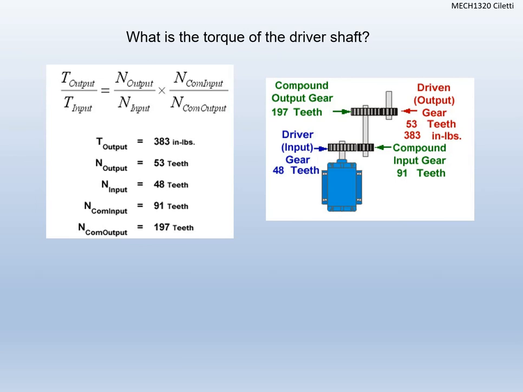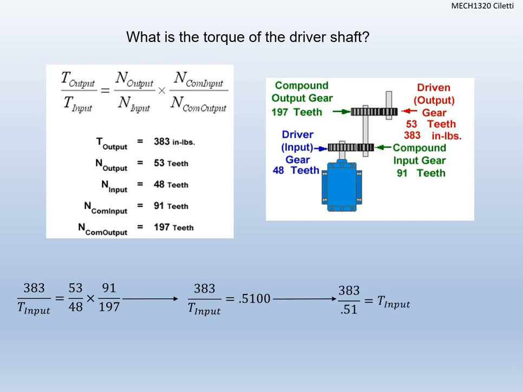Same stuff with torque here, only this time we're doing the driver, right? So the input torque for this. Substitute in all your given values. Same ratio as the last slide for simplicity, so our ratio is 0.51. Then we multiply both sides by the input torque and divide both sides by the ratio. When we do the algebra step, it ends up being 383 divided by 0.51. So our input torque is going to be 750.91 inch-pounds.